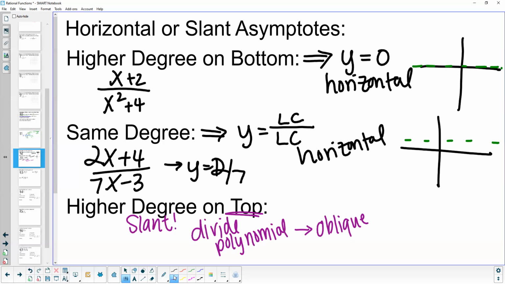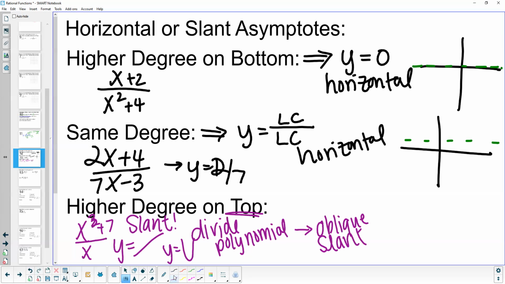So if it's a difference of 1, so if we have x squared on top and an x on the bottom, like this, then we would end up getting y equals something that's a line. But if this was an x to the third, then we would get y equals a polynomial sort of look. So it really depends on what we have left over there. But that is going to be an oblique or a slant asymptote.